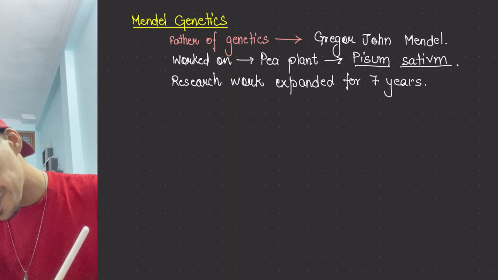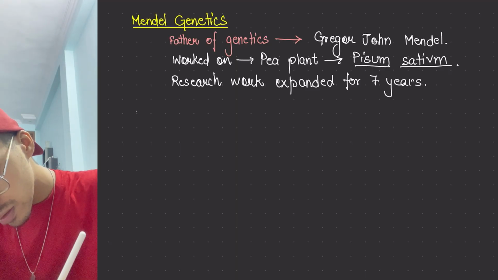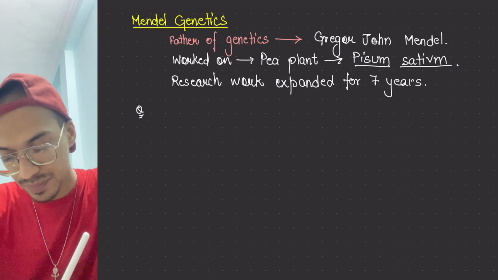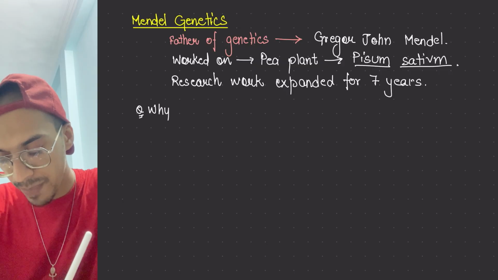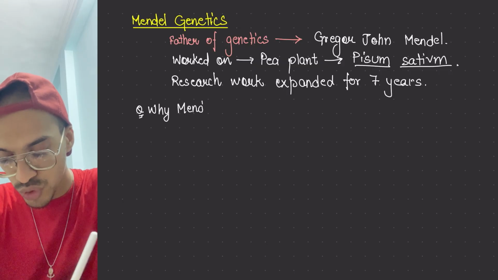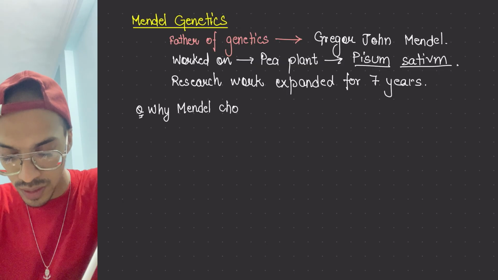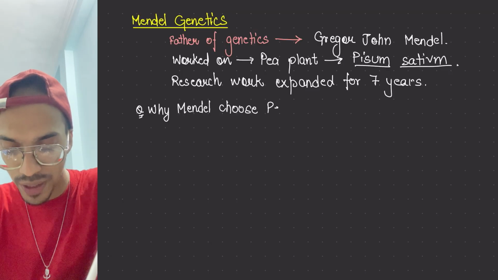Okay, so the next thing is why Mendel chose the pea plant for experiment.